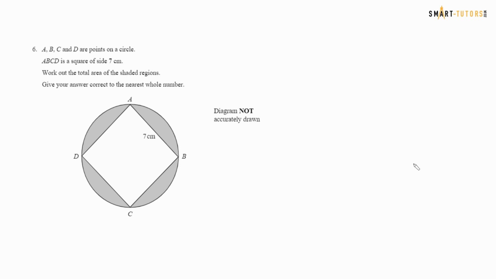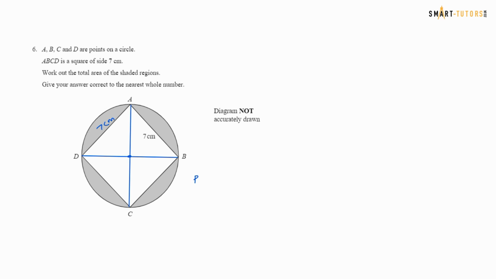Question number 6. ABCD are points on a circle. ABCD is a square of side 7 cm. Work out the total area of the shaded region. So first of all, we need to find this. If I connect this one, the intersection is going to be the center of the circle. And the square, this also is 7 cm.